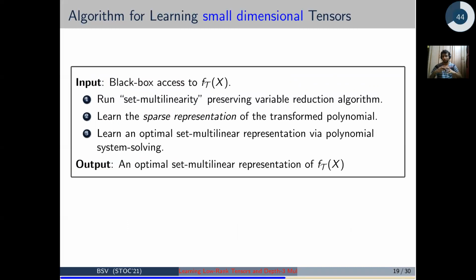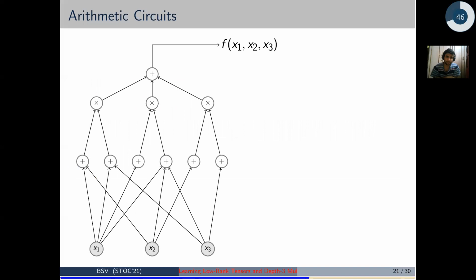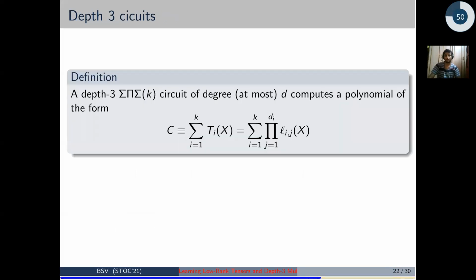Now, in order to talk about higher dimensional tensors, we have to first talk about arithmetic circuits. So arithmetic circuit reconstruction is what I talk about now. So let me first talk about arithmetic circuits. An arithmetic circuit is a way of computing polynomials syntactically. That is, you start with symbolic variables, and you compute the polynomial by using just addition and multiplication gates. Two things to keep in mind: size is the number of gates of a circuit, and depth is the depth of this graph. Okay, good.